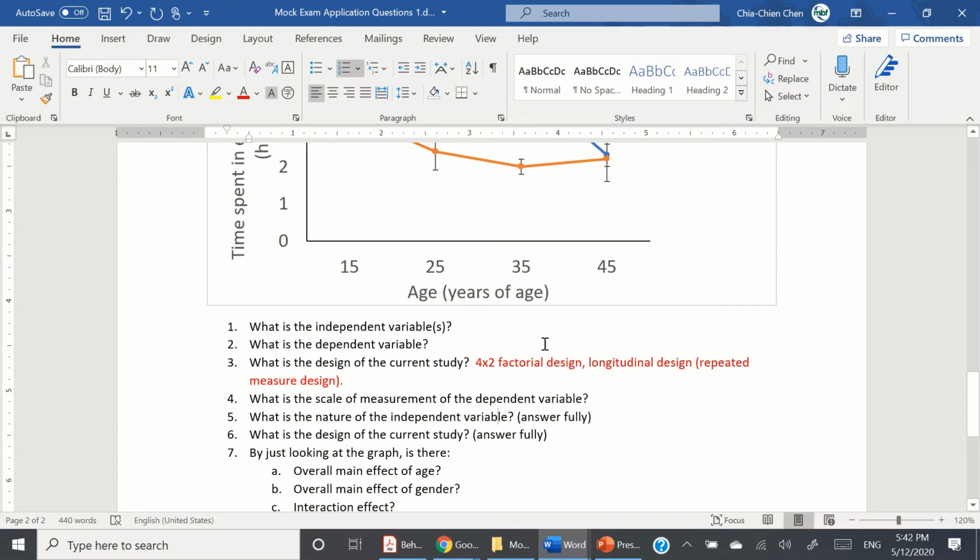Now, what about the gender? The gender is discrete, right? Because it's indivisible. Okay, so that's that. Let's see what else. I think number three and number six is just a duplicate. Okay, so we can just skip that.